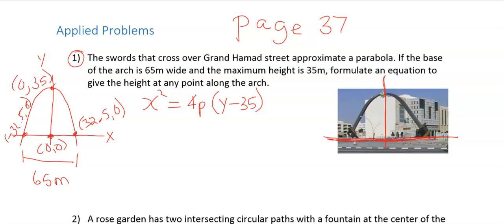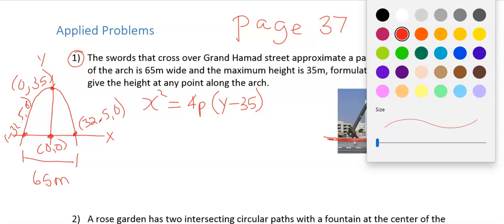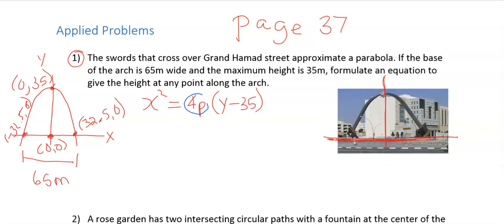The only thing is, what in the world is that going to be? How do we figure out that negative 4p? Because we have to get that down to some number. And p is not the height, by the way. That is not p.